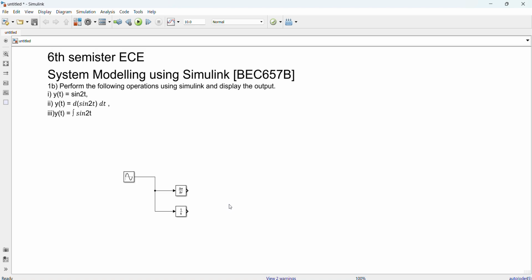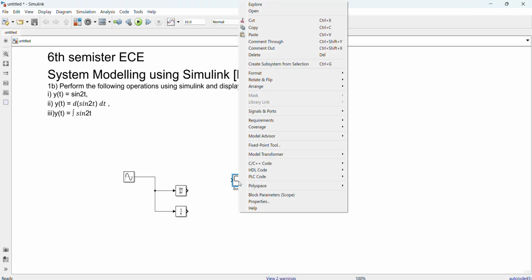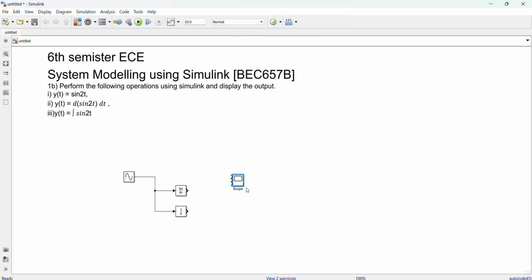Then we have to see the output. We have to take a scope. Here we have to change the number of input ports. Here the number of input ports is set to 3.